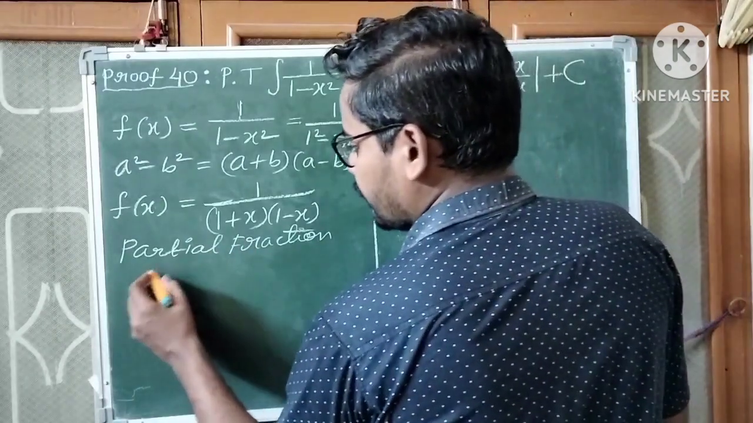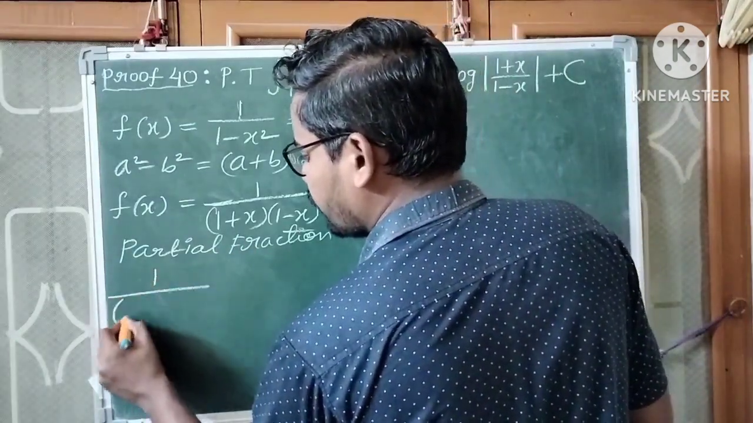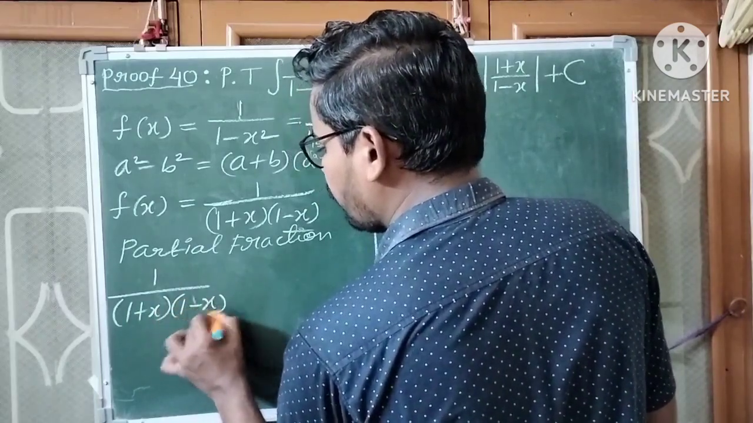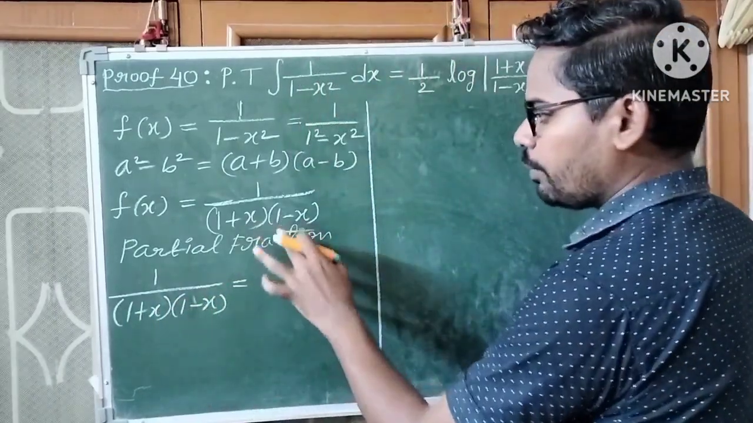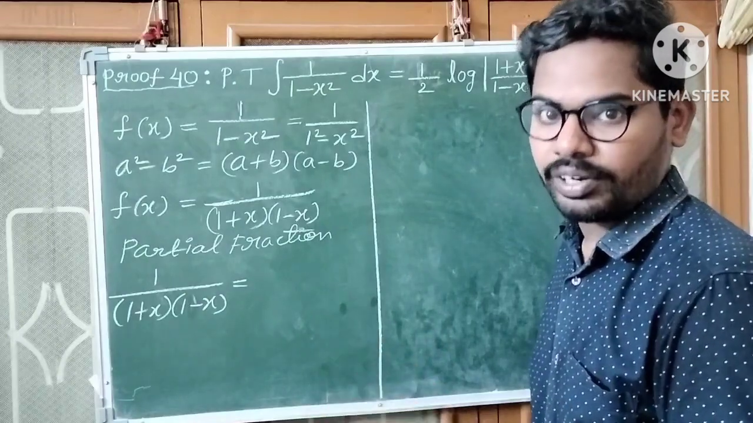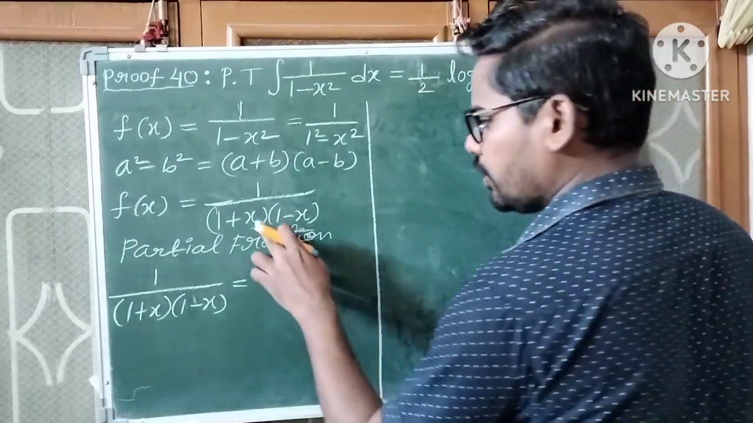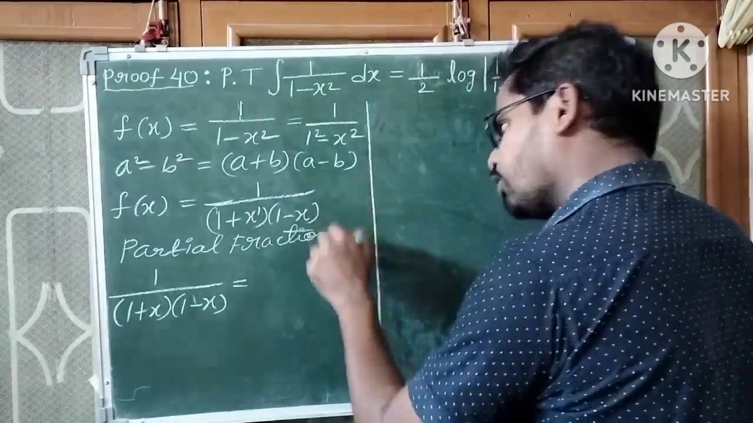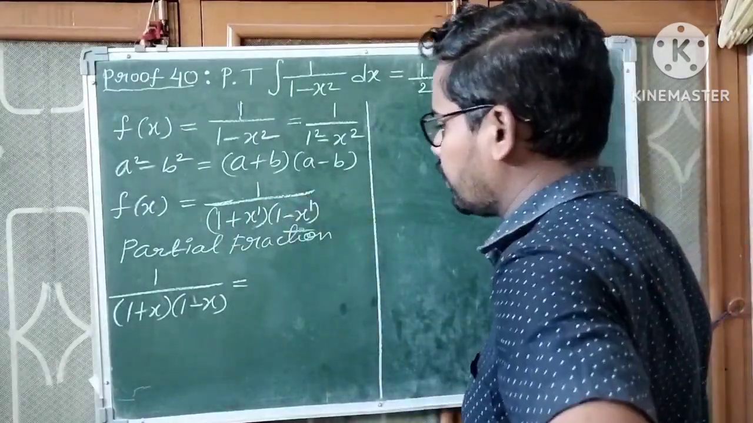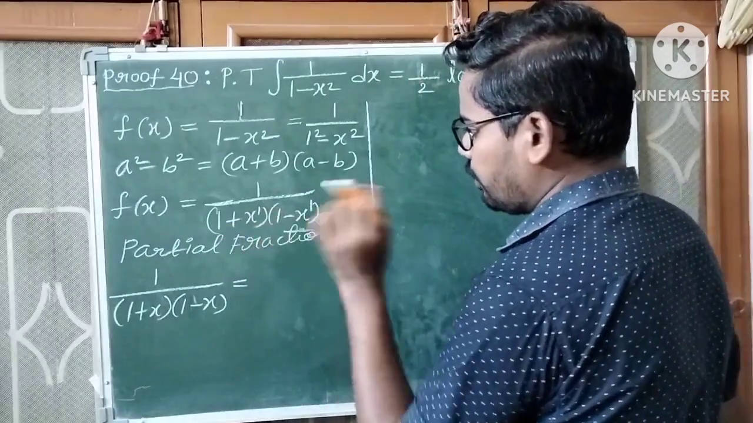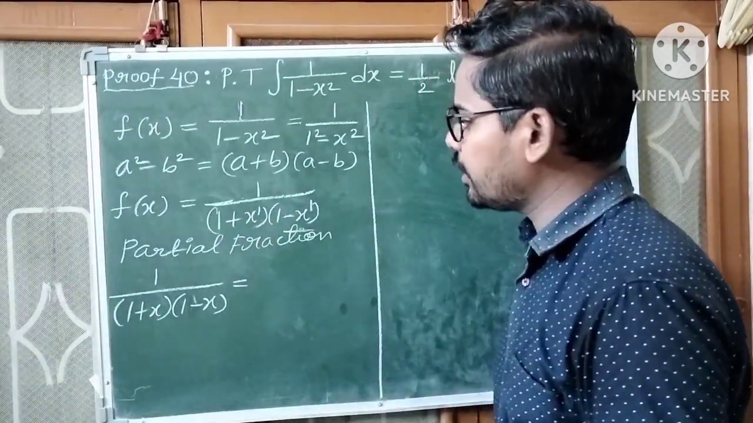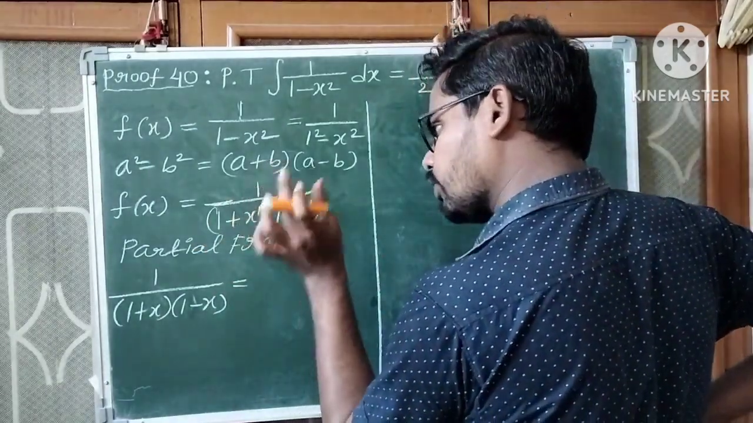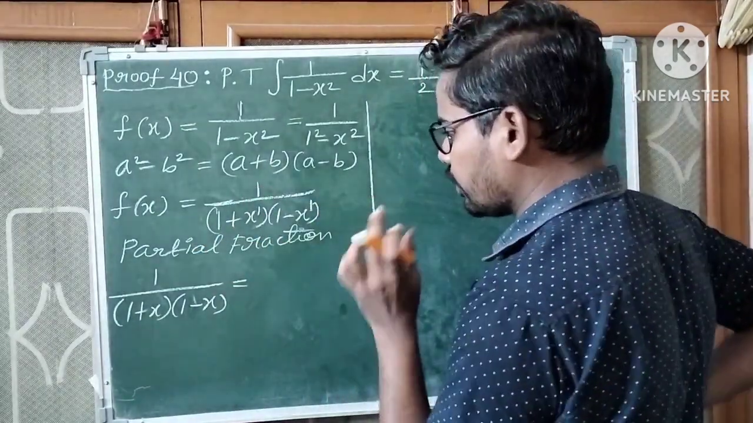Now in the case of a proper fraction, observe the denominator. Here the denominator contains non-repeated linear factors, linear polynomials. This is a linear polynomial because the highest power of the variable is 1. This is also a linear polynomial because the highest power of the variable is 1. So the denominator contains two non-repeated linear polynomials. There is no repetition: 1 plus x has come once, and 1 minus x has also come once.